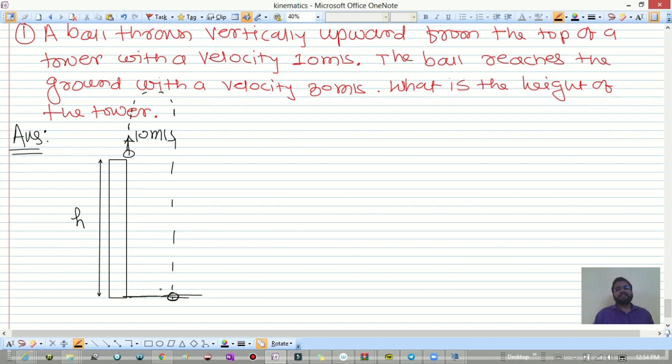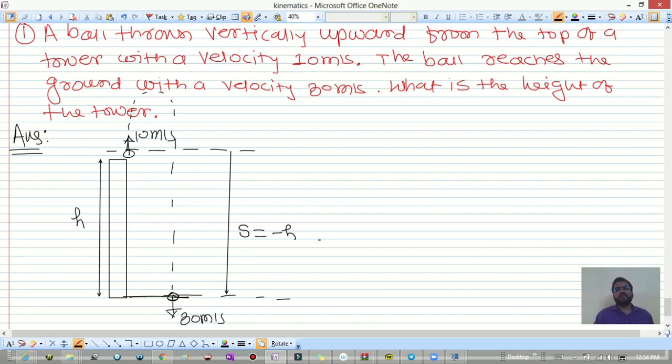The ball reaches the ground with a velocity of 30 meter per second. So this is 30 meter per second given. What is the height of the tower? So here we want the height. This is the initial position of the ball, and this is the final position of the ball. That indicates we need to find out the displacement, isn't it? What is the displacement? That is equal to minus h we have.